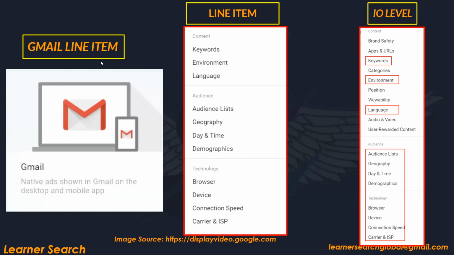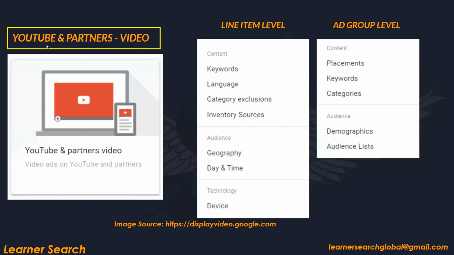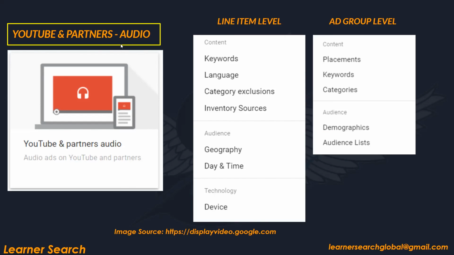Now the Gmail line item. From IO level, from all the options, only keyword, environment and language are there for Gmail, and audience and technology, all 4 options are available here. For YouTube partners and video, what happens is the line item level has a few content options, and the ad group level has a few content options. In the audience section, geo and day and time are available at line item, whereas demo and audience list are available at ad group level. In the technology section, only device is available, and the remaining 3 targeting options are not there. Video and audio follow the same targeting options.